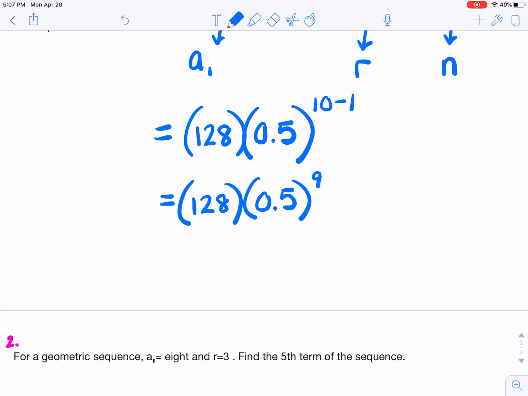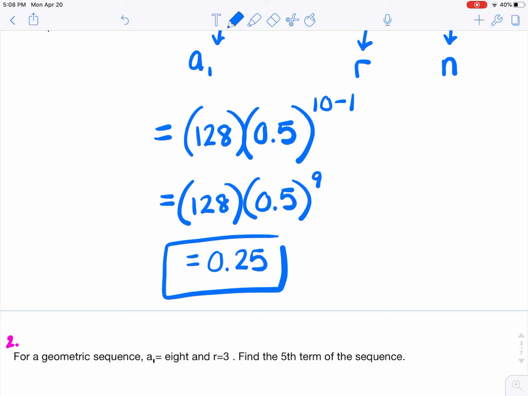Now, this is where you have to type it into your calculator. You would type it in with the parentheses, or you'd have to do it in 2 separate steps. So 128, you could just put the 0.5 in parentheses, or put it exactly the way that I have it written. And you get an answer of 0.25. Test it out. Make sure that you're able to type that in your calculator, or it's something we'll go over in the Zoom meeting.